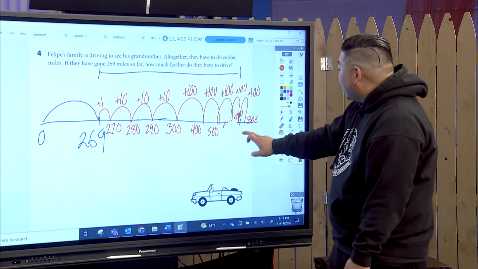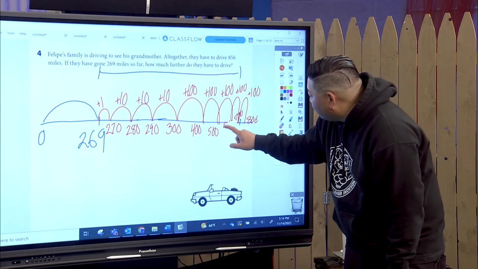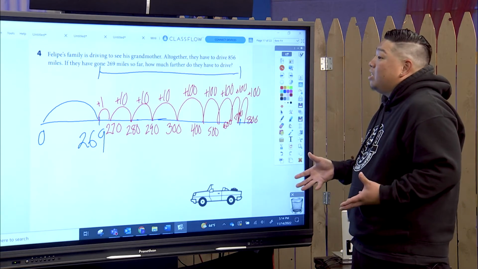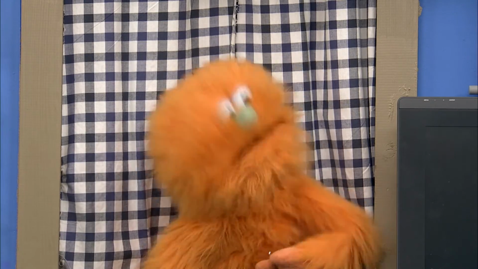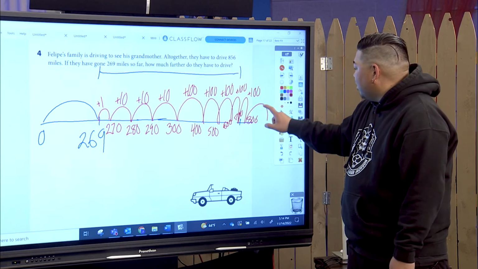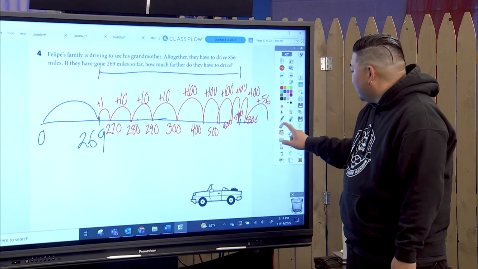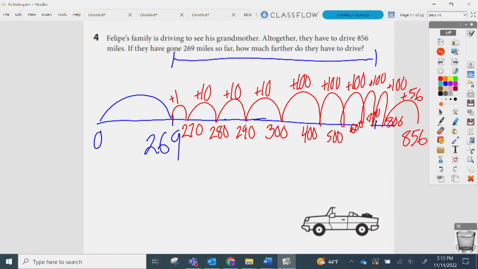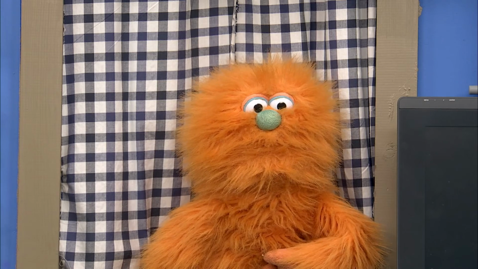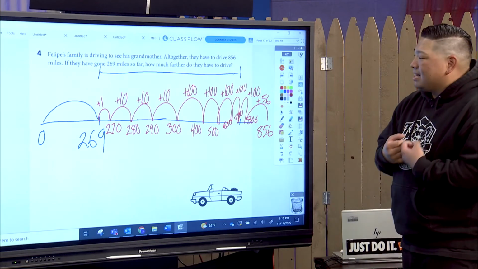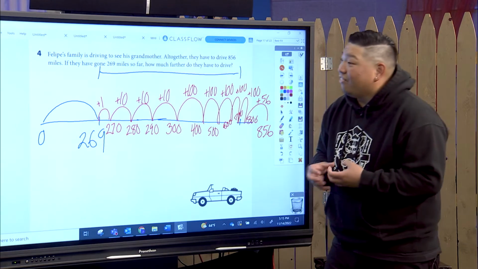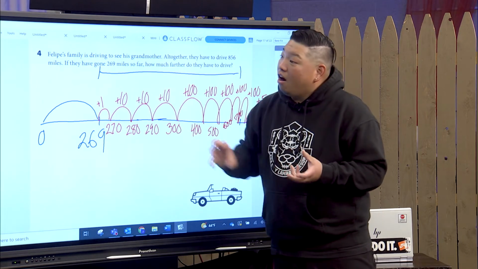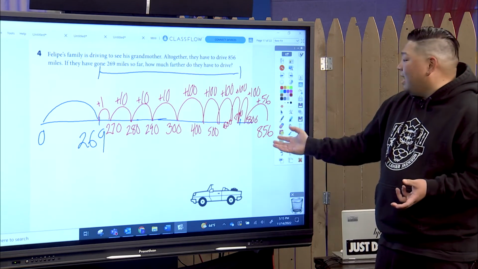We know we have to get to 856, right? So from 800, how many more do we need to go to get 856? Well, just 56 more. So let's jump plus 56, and we're going to land on 856. That's a lot of work to show this, but we were able to make sense of it, because to find the difference between 856 and 269, we counted on from 269 until we got to 856.